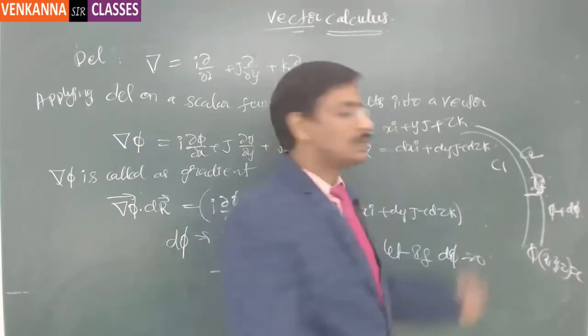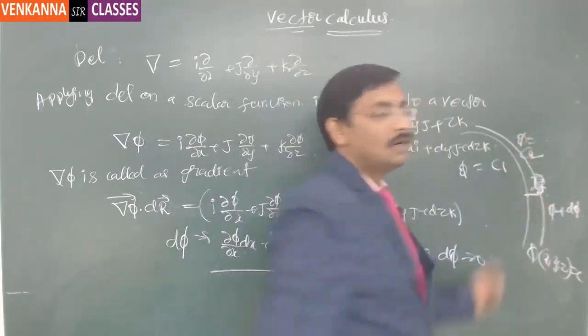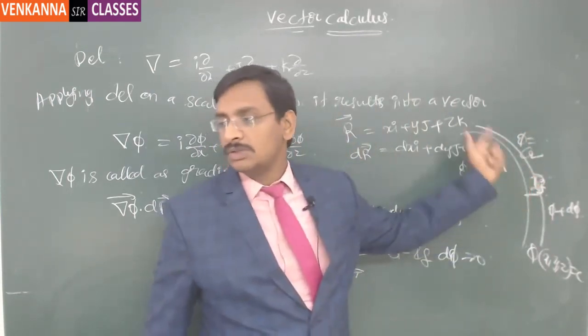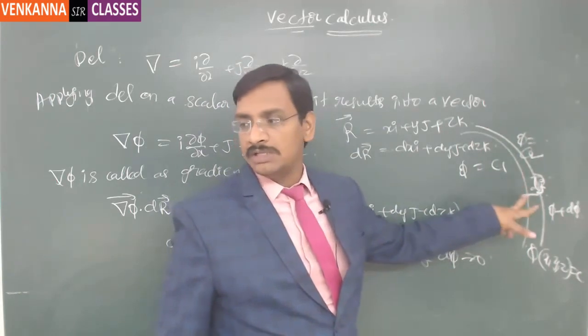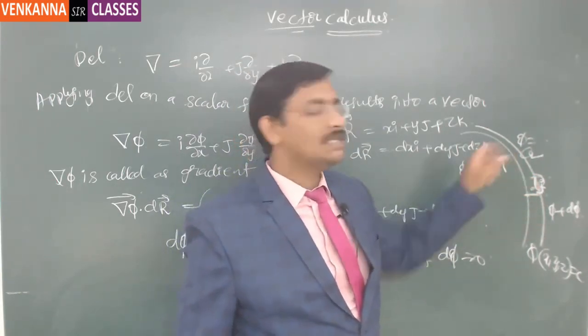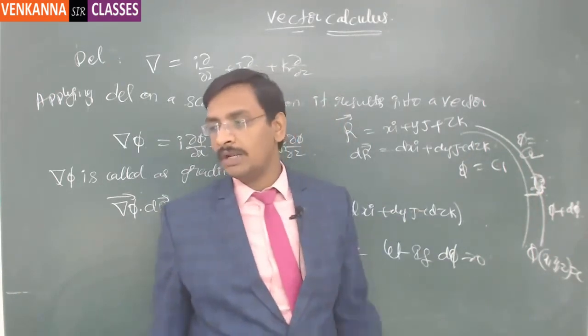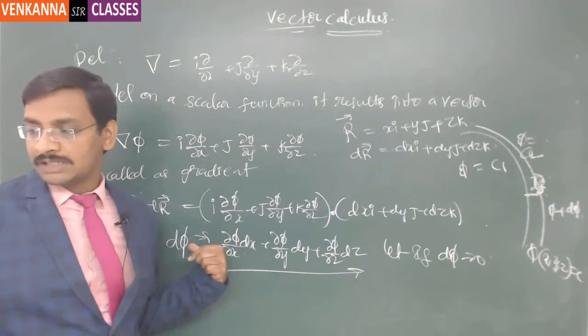So, here also phi is constant, and here also phi is constant, but a different constant. So, this is one level surface, this is another level surface. Now, if there is a change in the value of r, that is dr, then there will be a change in the function value d phi. That is what is termed as the derivative of the function phi of x comma y comma z.